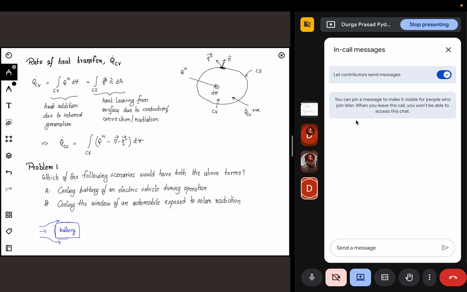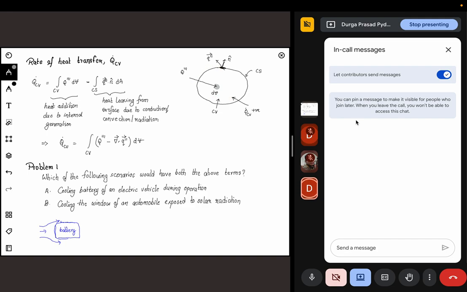So if you try to cool the battery, on the surface of the battery, or whatever is covering the battery, there will be a net heat transfer because of convection. So you can use h times delta T. That will give you the Q double prime, which is basically the heat that is leaving through the surface.